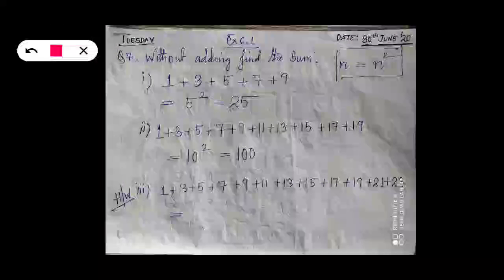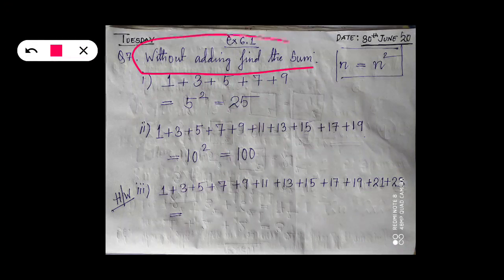Today we have a very interesting topic. Last time we completed till question number 6 of exercise 6.1 of the chapter Squares and Square Roots. And today we are going to continue with question number 7. See the heading of the question. The question itself is very interesting: without adding, find the sum.